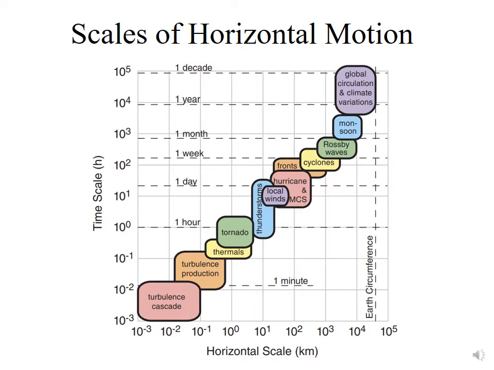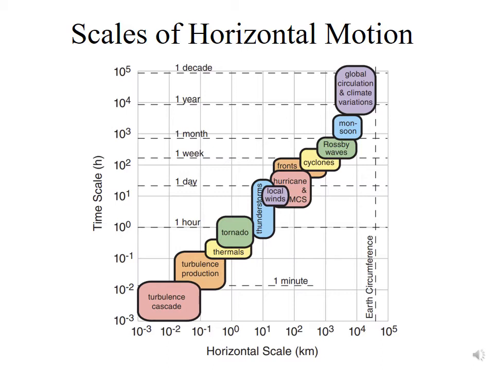And what we discovered is that depending upon the scale of the motion, it has a certain time scale associated with it, in that the larger the scale of the horizontal motion, the longer the time scale that's associated with it. So, for example, turbulence, whether it be the turbulence cascade or turbulence production, has time scales on the order of less than 1/10 of an hour. And the thermals and the tornadoes are generally also less than an hour.